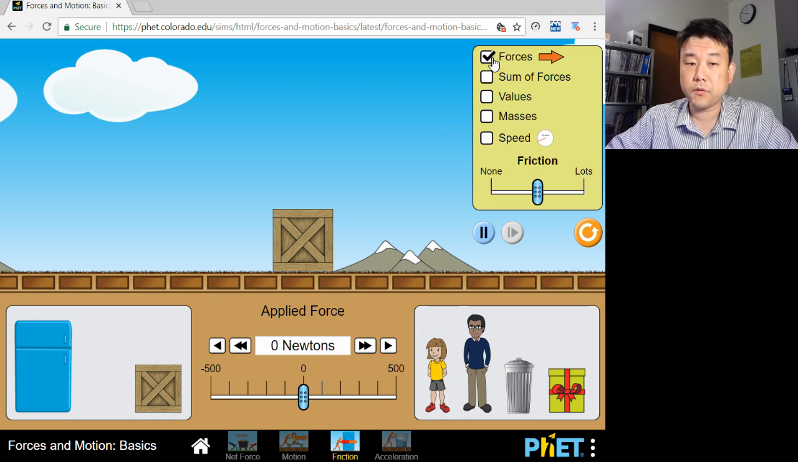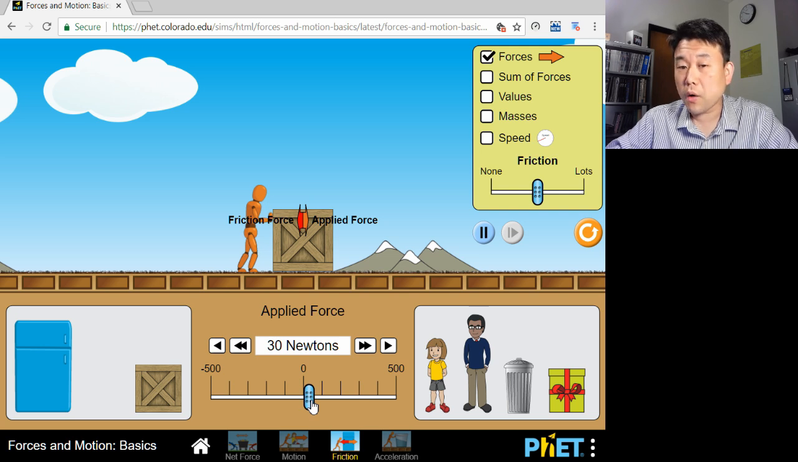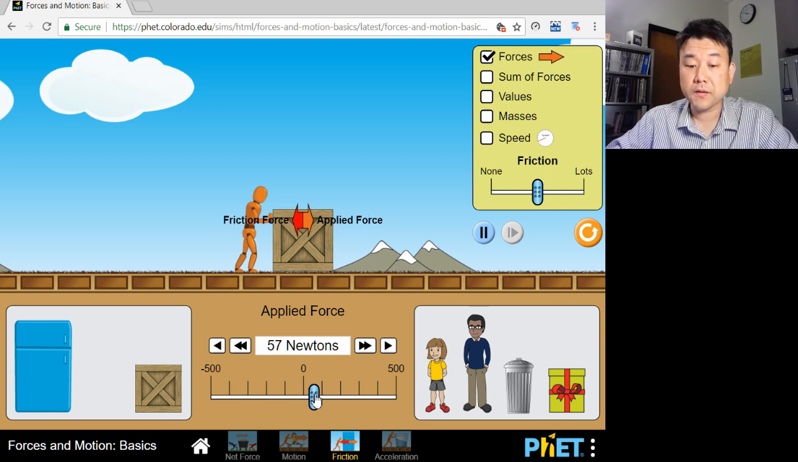So let me turn on the label for the forces. This is going to make the explanation a little easier. Now, when I'm not pushing on the box, there are no horizontal forces on the box, so the net force on it is 0, and it remains at rest. 0 acceleration. When I start to push, you see that the applied force is only one part of the force. There is a friction force, static friction force, that exactly balances out the applied force. As I increase the applied force, the friction force increases with it to keep our net force equal to 0.